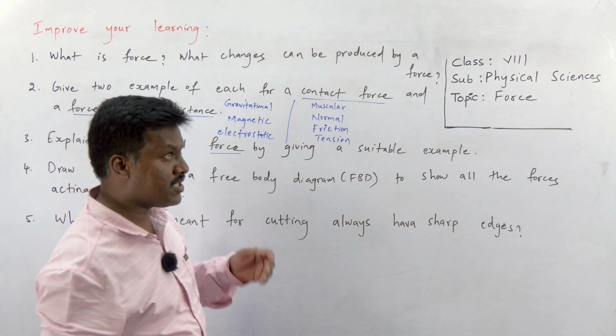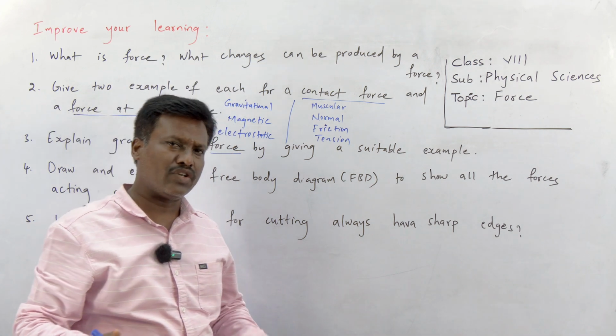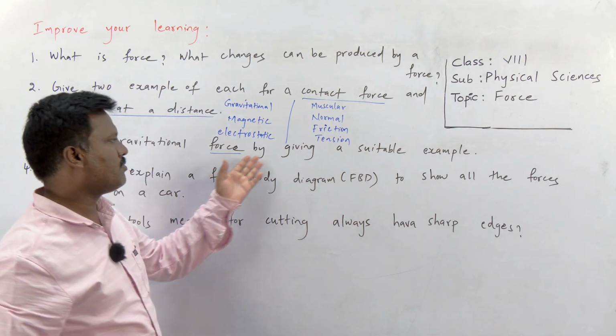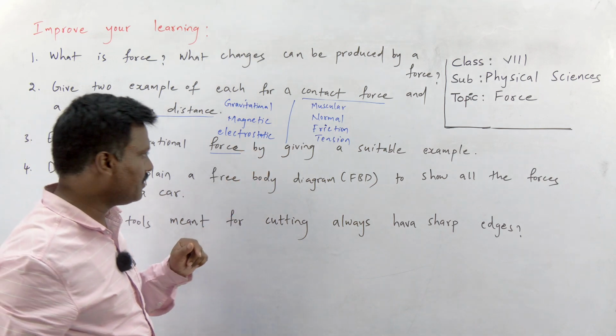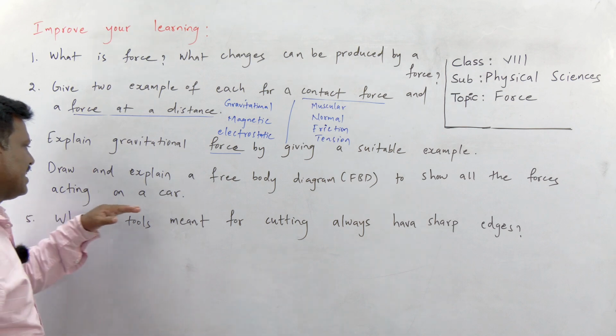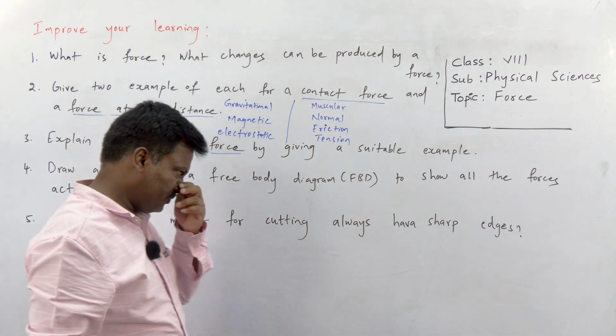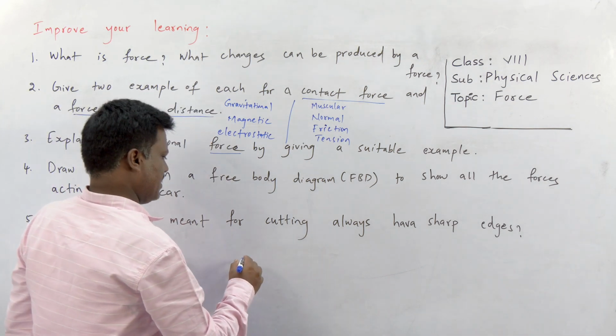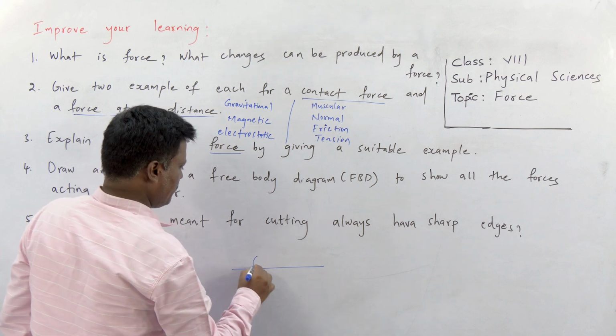Right? Any body projected up eventually falls back due to gravitational force. All these are best examples of the gravitational force, right? Next, draw and explain the free body diagram to show the forces acting on a car. So, already we have discussed this concept in the free body diagrams.